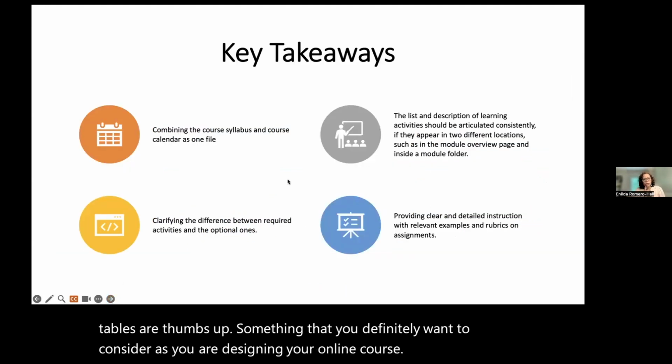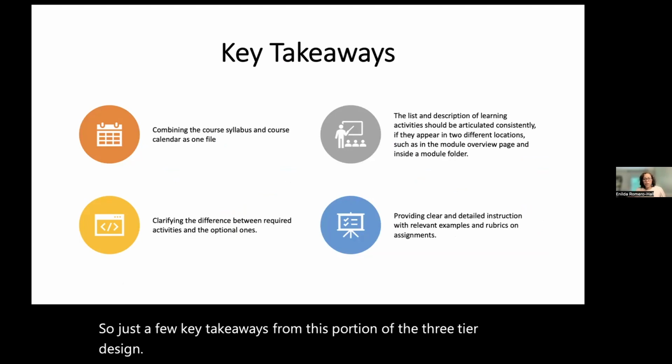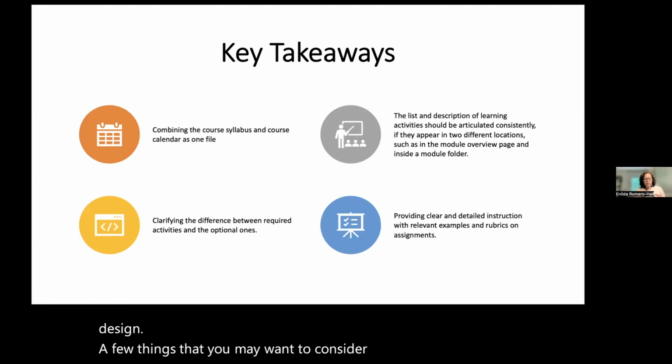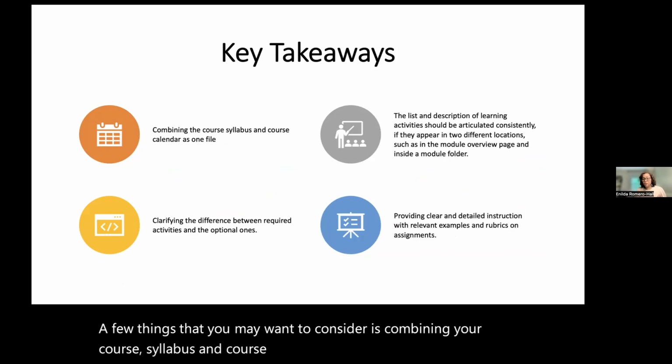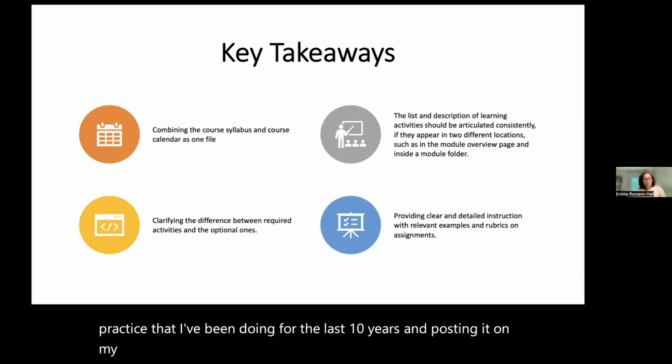So just a few key takeaways from this portion of the 3-tier design. A few things that you may want to consider is combining your course syllabus and course calendar as one file. This is a practice that I've been doing for the last 10 years, and posting it on my learning management system is extremely beneficial for my students.